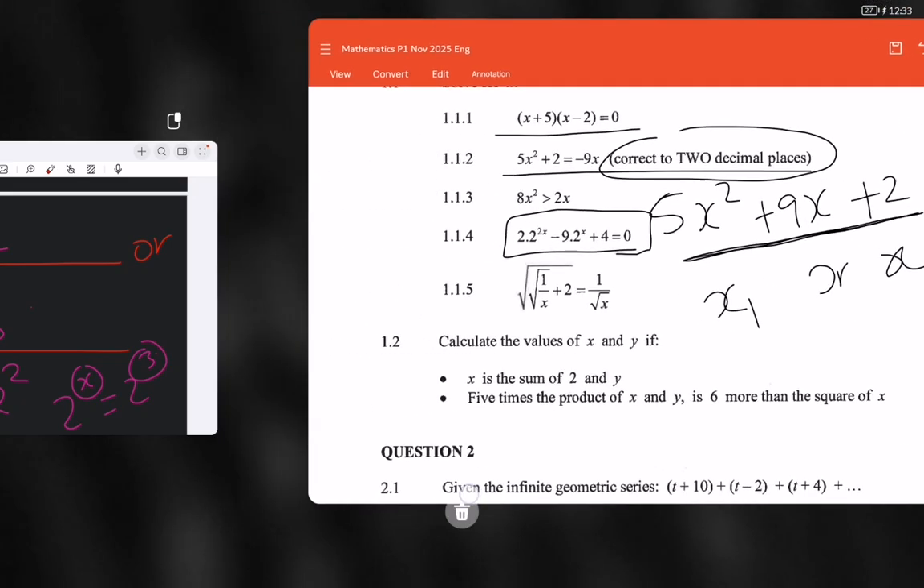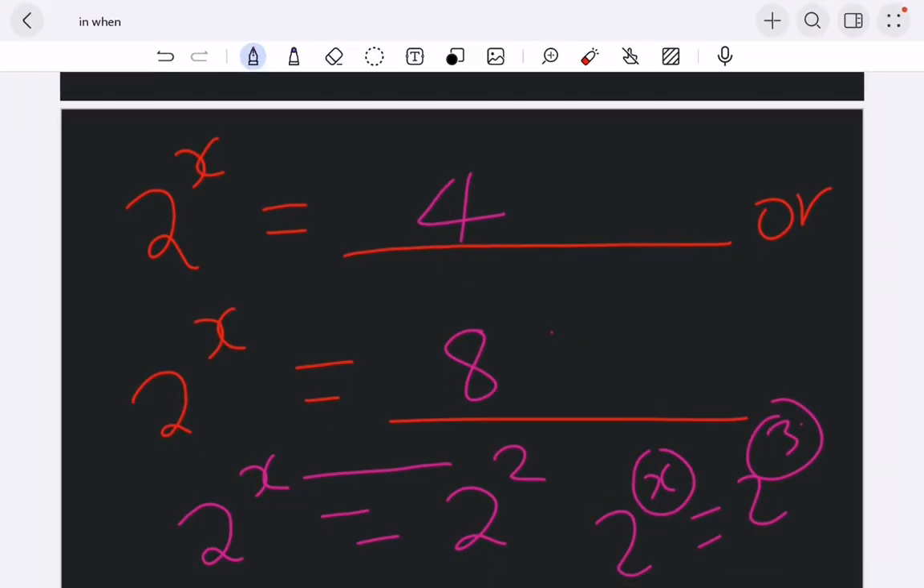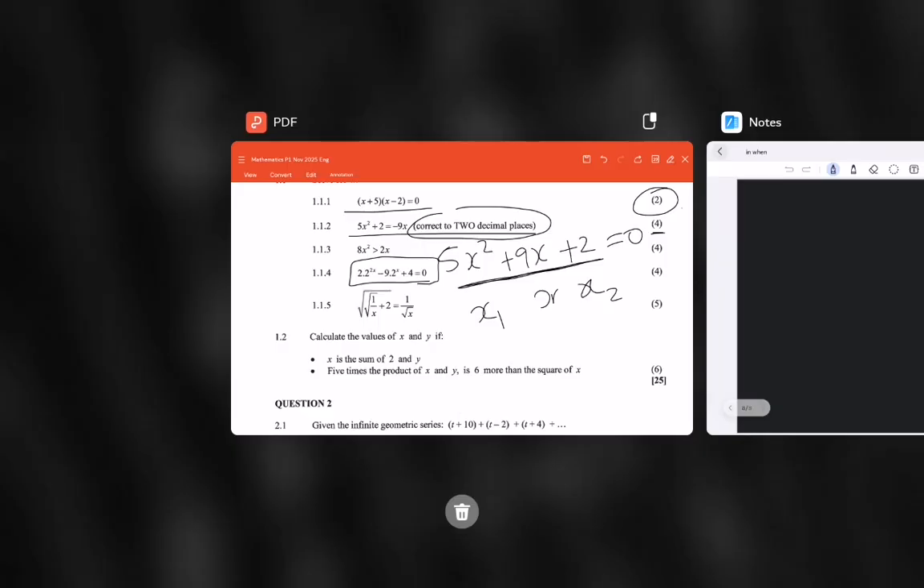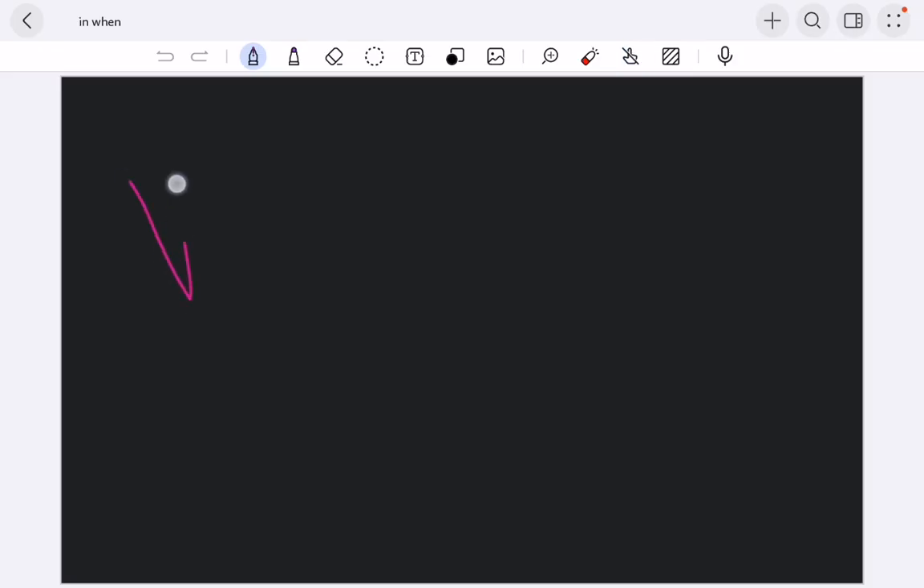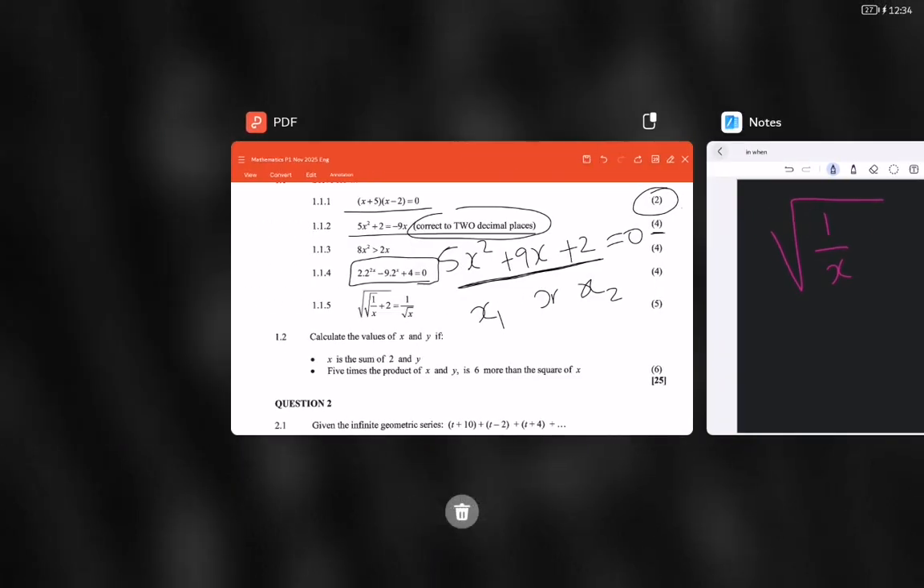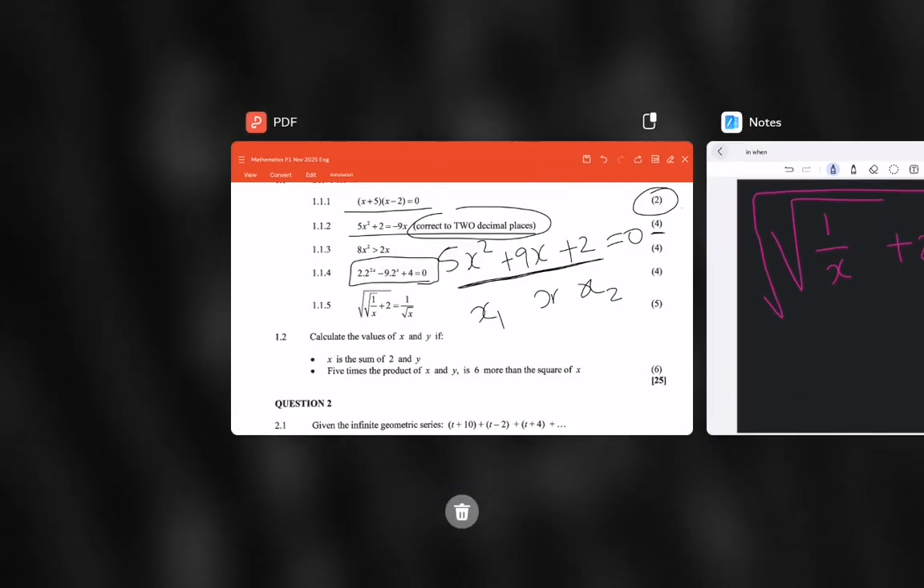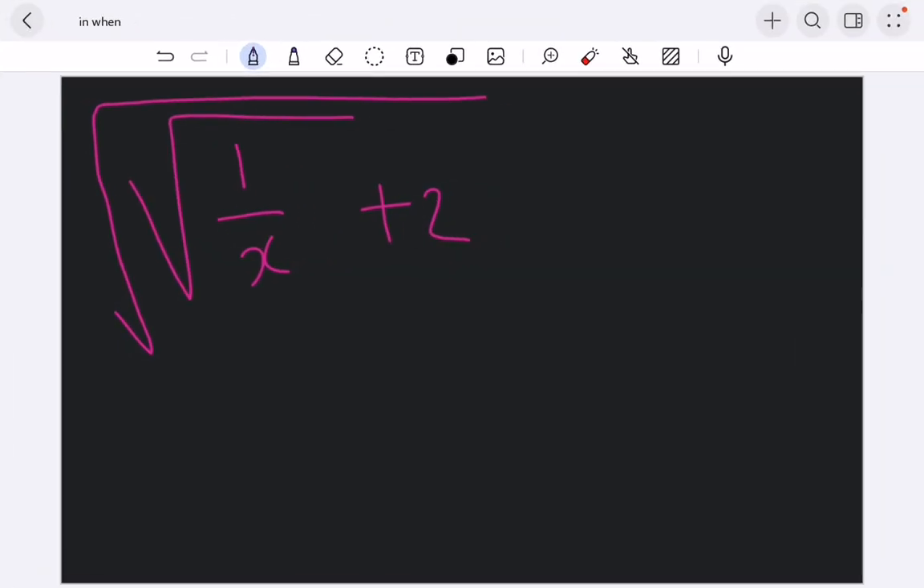I'm just gonna clear it quickly. All right, so I'm just gonna try to rewrite it as quick as I possibly can. Okay, so you have this, I think it's 1 over x, and 1 over x plus 2, plus 2. Okay, and then that is equivalent to 1 over root x.